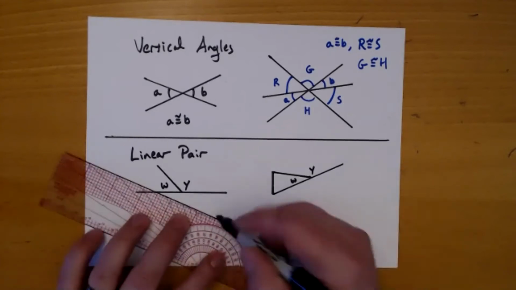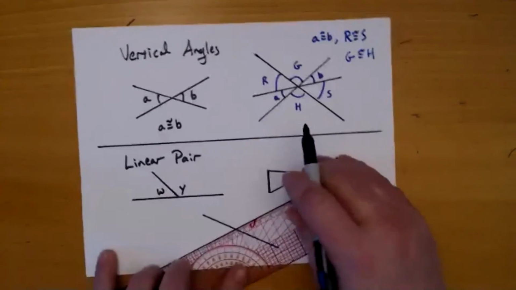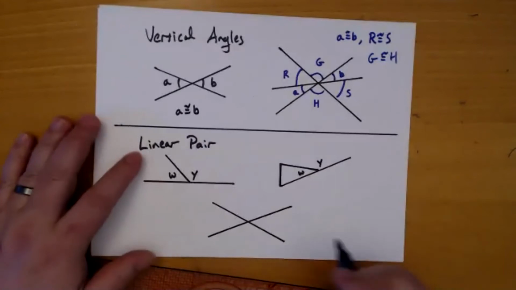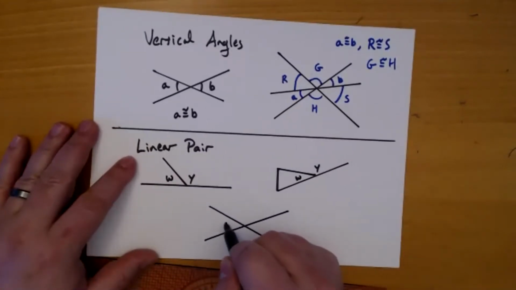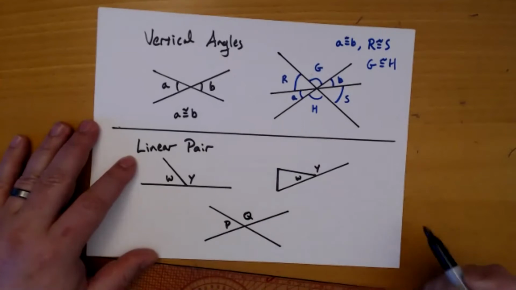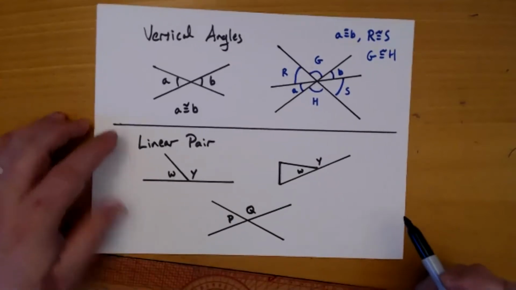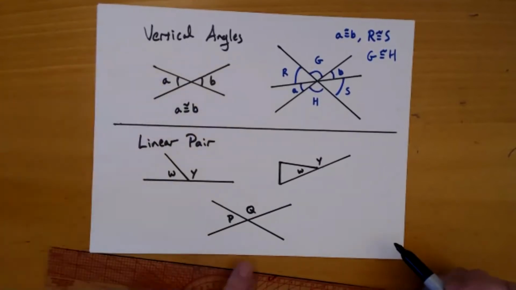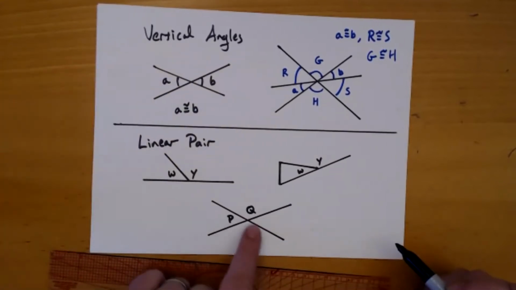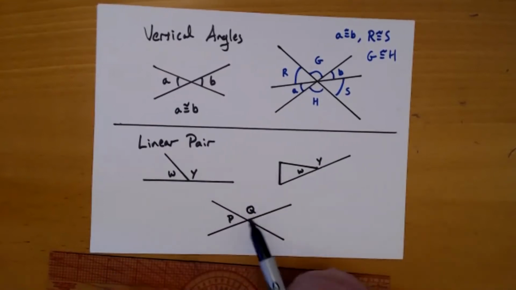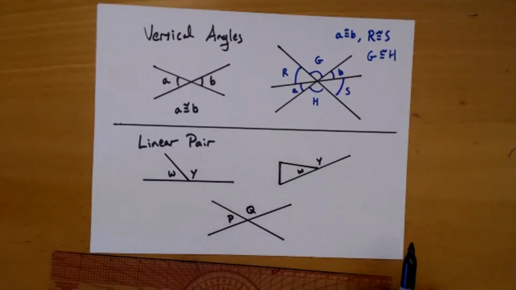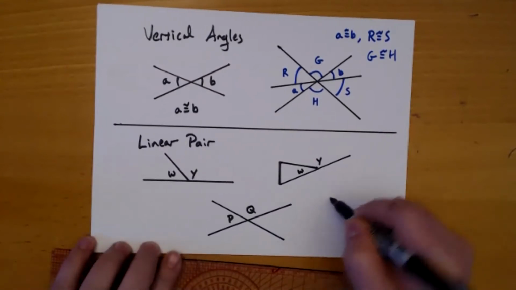Even if they make a more complicated picture, or maybe just throw more lines in there, P and Q make a linear pair. Just make sure that you know the difference between vertical angles and a linear pair. Just because I made this one a little bit longer, these two are still next door to one another. So these are all examples of linear pairs. Together they make a straight line.